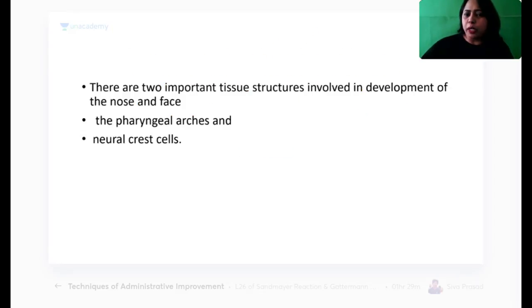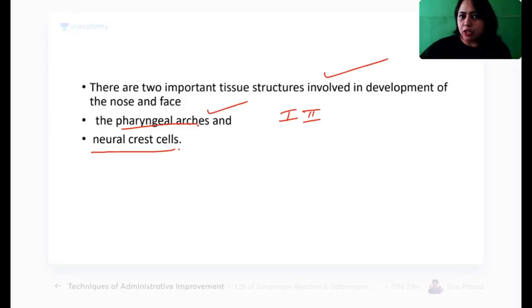All right. So now there are two important tissues that you should remember, involved in the development of the nose and the face. What are the two important tissues? One is the pharyngeal arches, and these pharyngeal arches are always backed up by the neural crest cells. Mainly the pharyngeal arches are the ones, there are six of them. There is the first arch; they should be written in Roman numerals. Now all these arches are backed up by the neural crest cells.